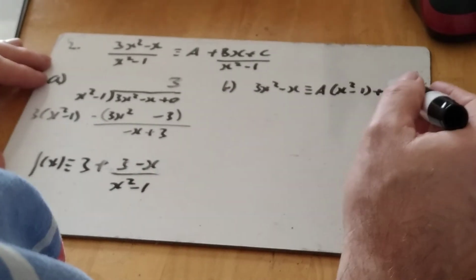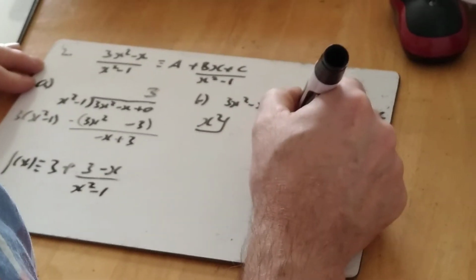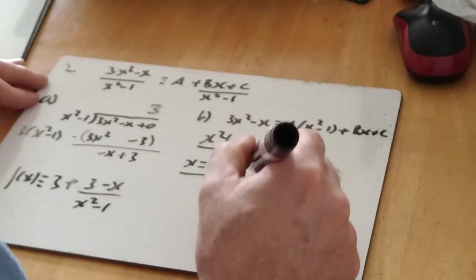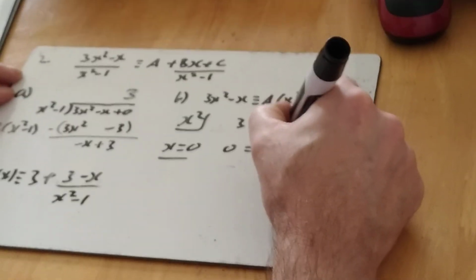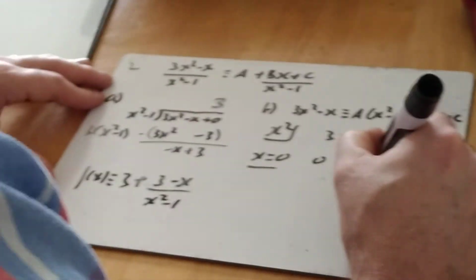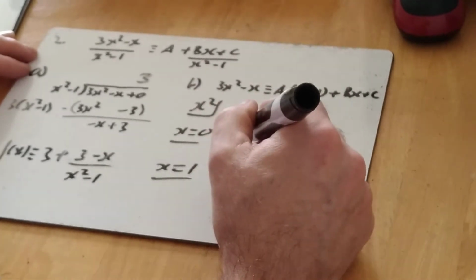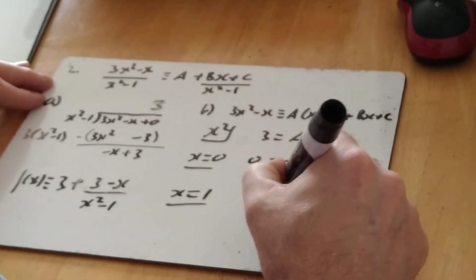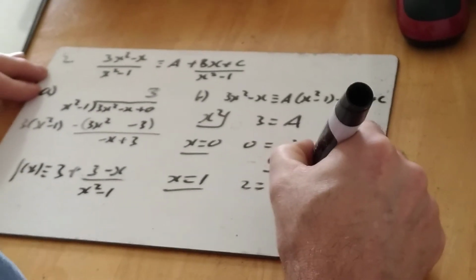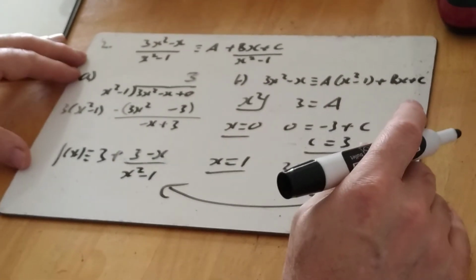And match up coefficients, I've done the setup as we would do, and I can just match up coefficients. x squared, 3 equals a. I can stick in values of x. x equals 0 is a good one. 0 equals minus a, which is minus 3 plus c. c equals 3. And then, I don't know, x equals 1 does the job as well. 3 minus 1, because that makes the a 0. 3 minus 1 is 2, equals 1 lot of b, plus 3, and b equals minus 1. So I've got exactly the same answer as that one there.